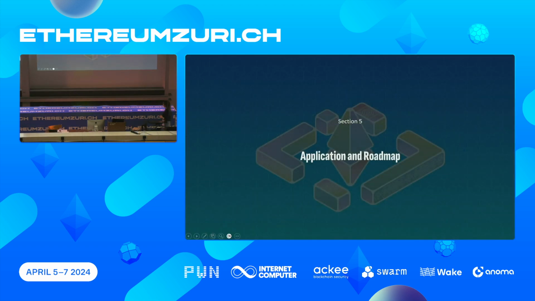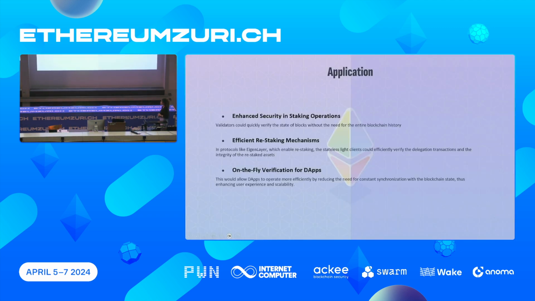So with that, I would jump into the conclusion, talking about applications and the roadmap of this work. There can be diverse types of applications here. You can have more enhanced security in staking operations. For example, validators could quickly verify the state of a block without needing the entire blockchain history. It can be used, for example, for efficient restaking mechanisms. In protocols like EigenLayer, which enables restaking, the stateless client could be very efficient by verifying the delegation of transactions and improving the integrity of the restaked assets in a very short time.